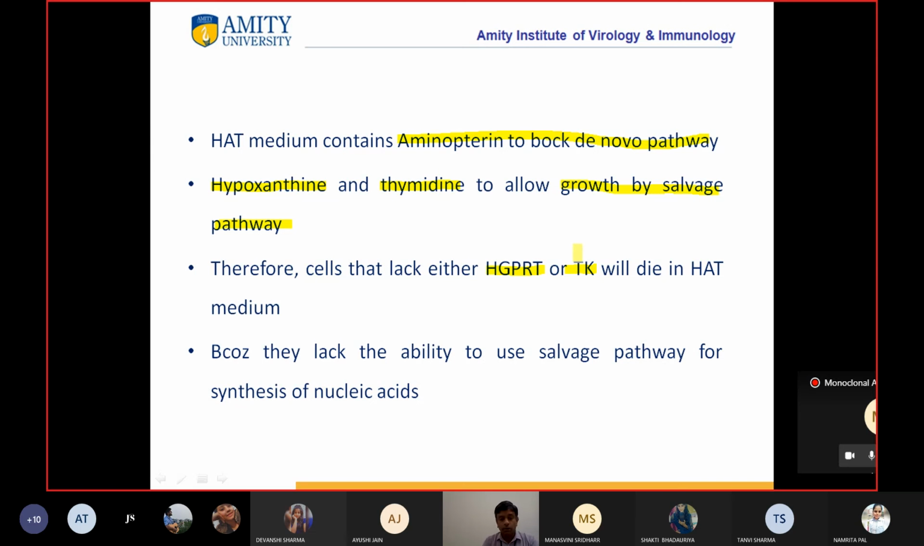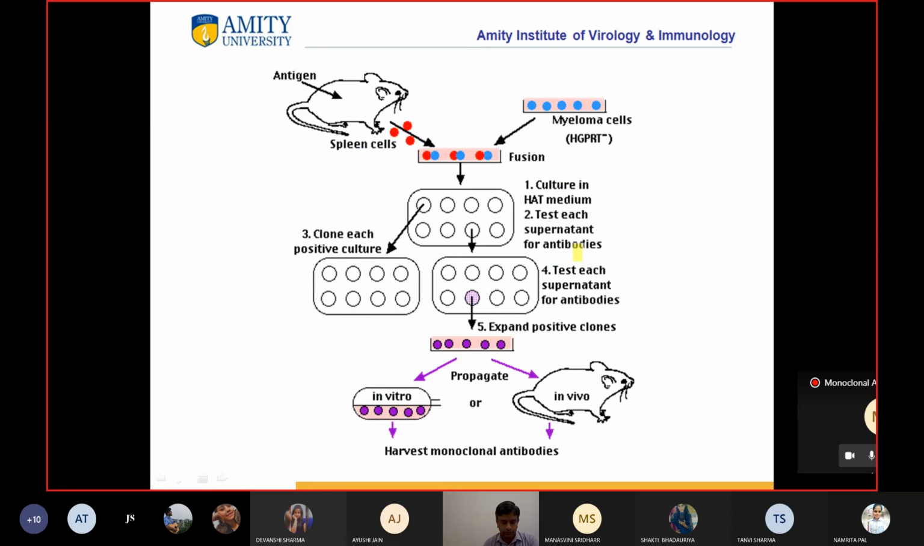Now, still the question is, then why is the hybridoma surviving? The B cell is not surviving, the myeloma cell is not surviving, so why is the hybrid surviving? Okay, so let's understand this.